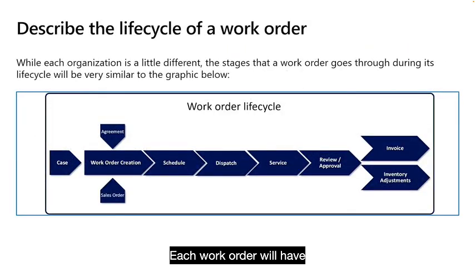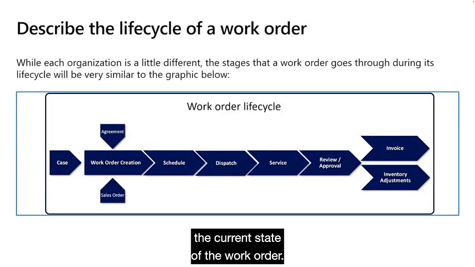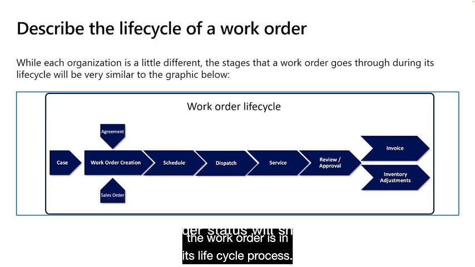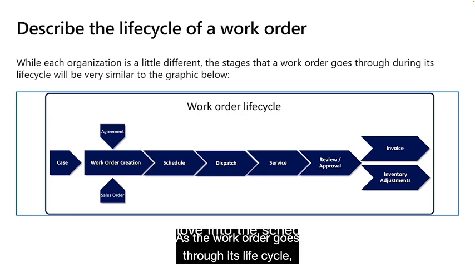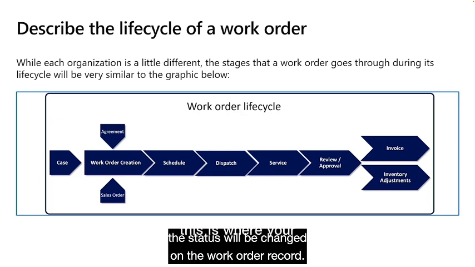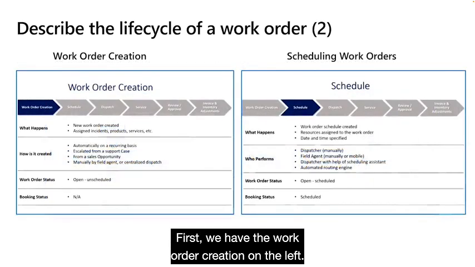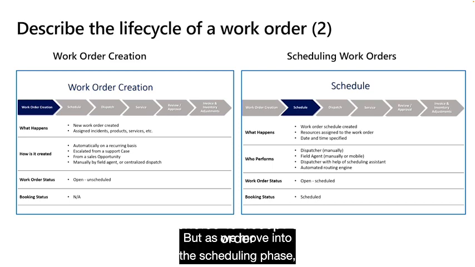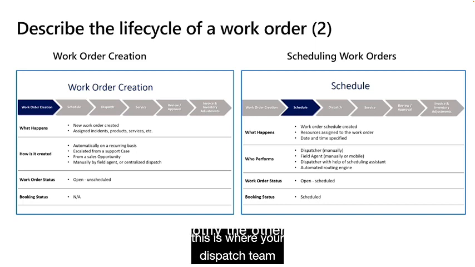First, we have the work order creation on the left. This usually comes from a case or an opportunity. The work order status will show as open, but as we move into the scheduling phase, this is where your dispatch team can assign technicians to the work order. The status will then be updated to scheduled. The tech is then alerted that they've been assigned to a work order. They then have the choice to accept or to deny the work order. And once they accept the work order, the system will notify the other involved parties.